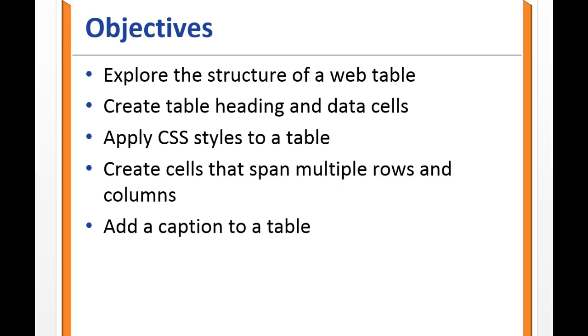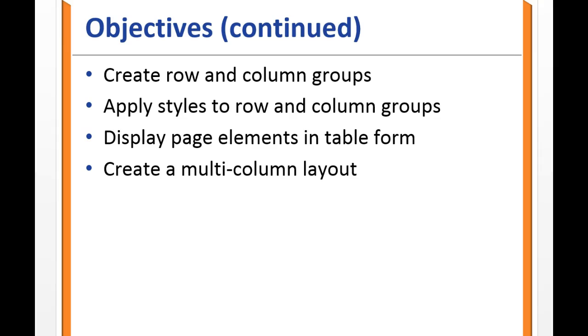In this tutorial, we are going to talk about how to work with tables and columns. Some of the objectives for this chapter are that we are going to look at the structure of a web table. We are also going to be able to create table headings and data cells in the tables. Also, we will learn how to apply CSS styles to our table. We will also be able to create cells that span multiple rows and columns, and add a caption to our table. We will also learn how to create row and column groups and apply styles to them. Also, we will learn how to create a multi-column layout.